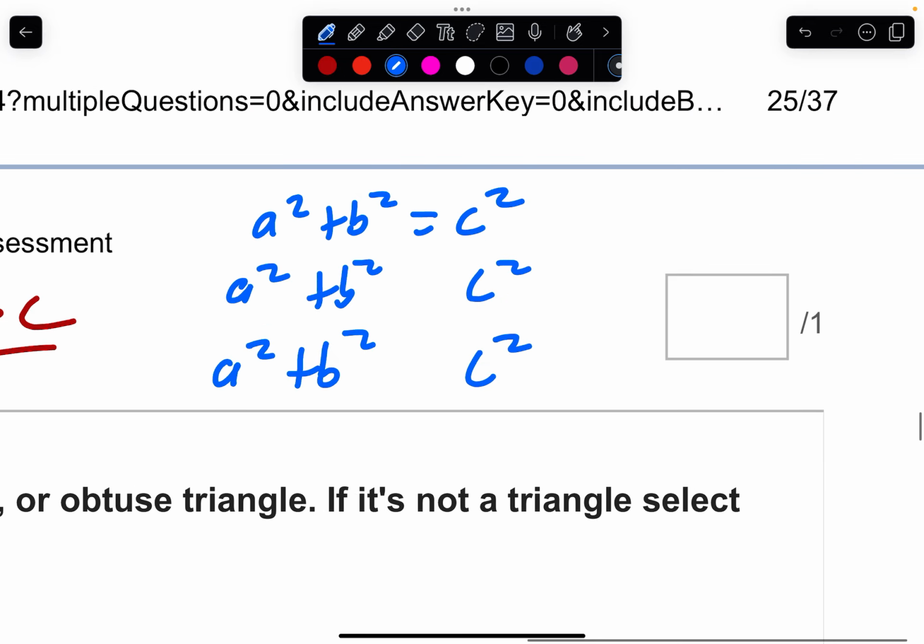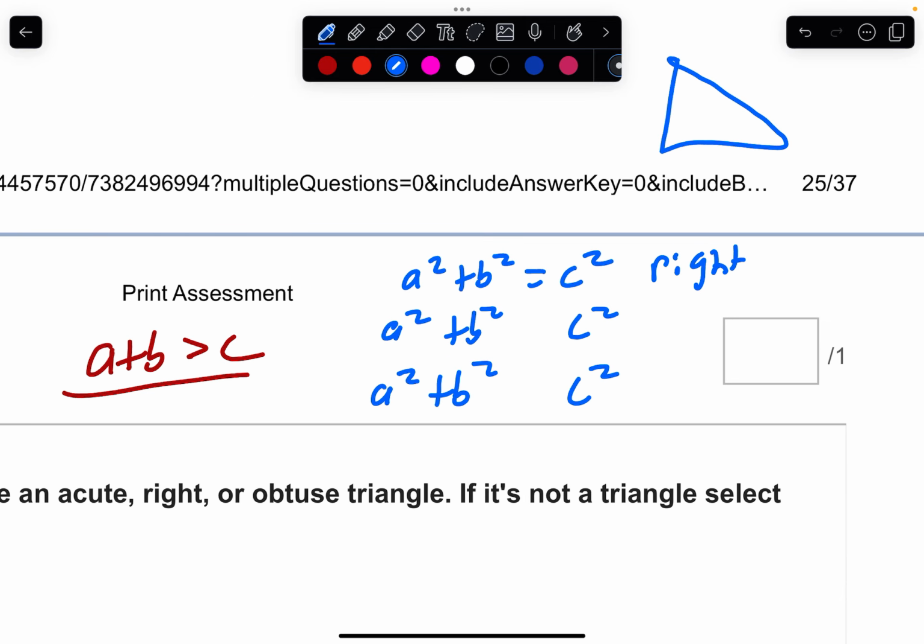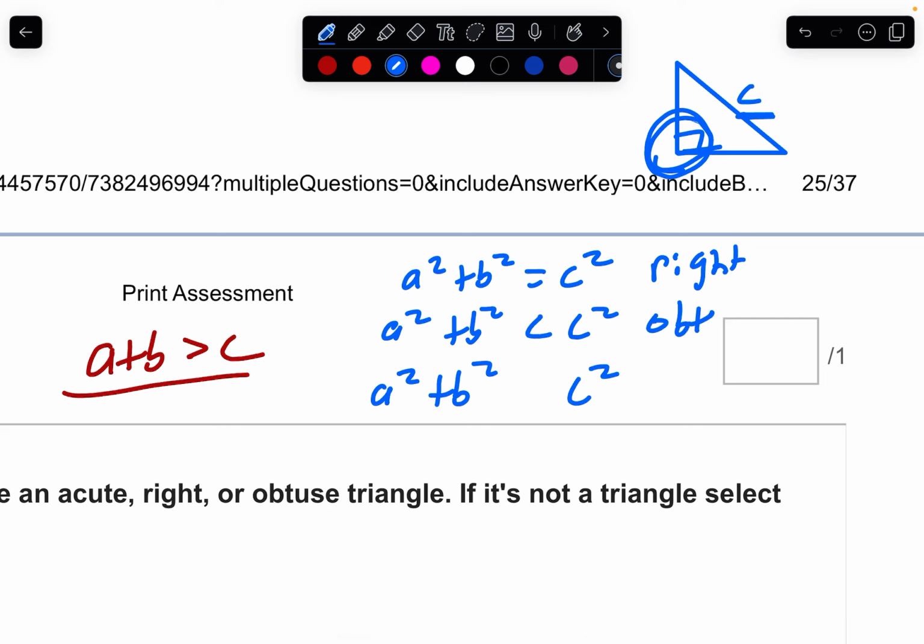Well, if A squared plus B squared is equal, we've done that one for a long time. That's a right triangle. What if you have a right triangle? Okay. Well, what would happen if 90 degrees got bigger? Wouldn't the C value have to get bigger? Yes, we talked about this in the last video, but as C gets bigger, 90 gets bigger. So if C squared is bigger, it is obtuse, because if C gets bigger, 90 gets bigger, making it obtuse.